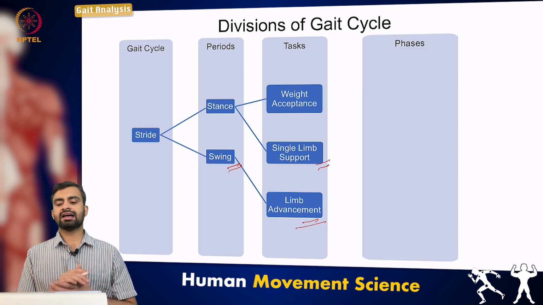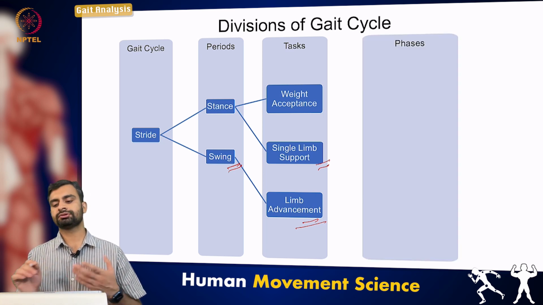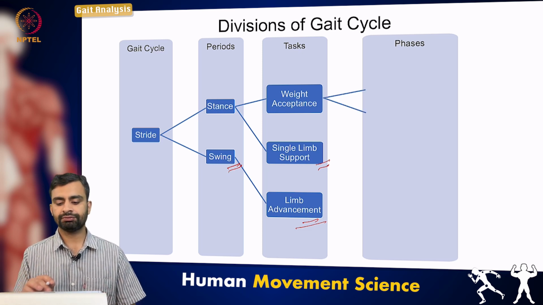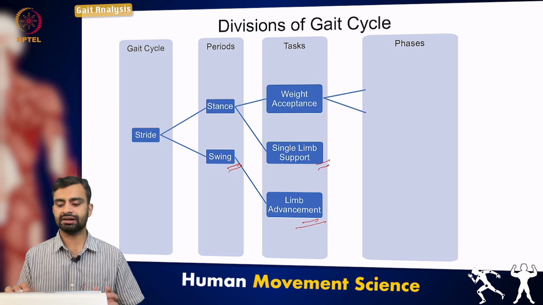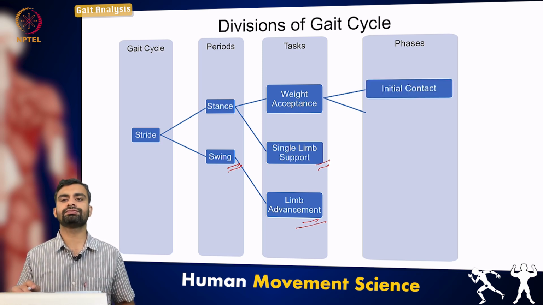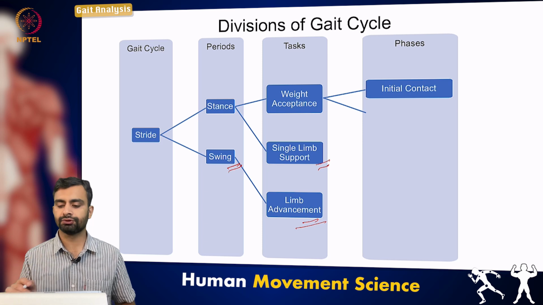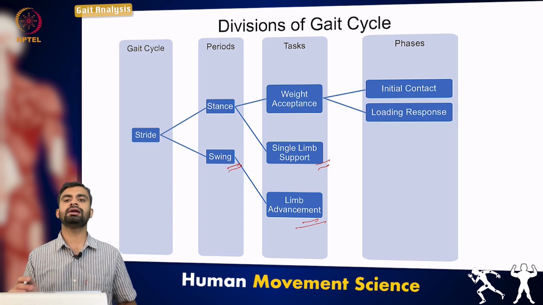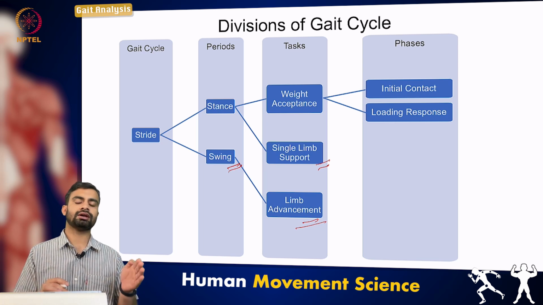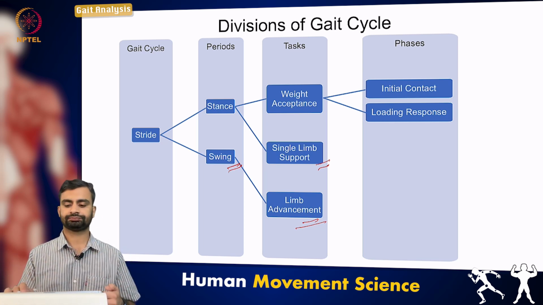Then these tasks are further subdivided into 8 subphases. Weight acceptance can be further subdivided into 2 phases. The first one is the initial contact, when the foot contacts the floor or ground, followed by loading response, where the weight transfer will happen from one limb to the other limb.